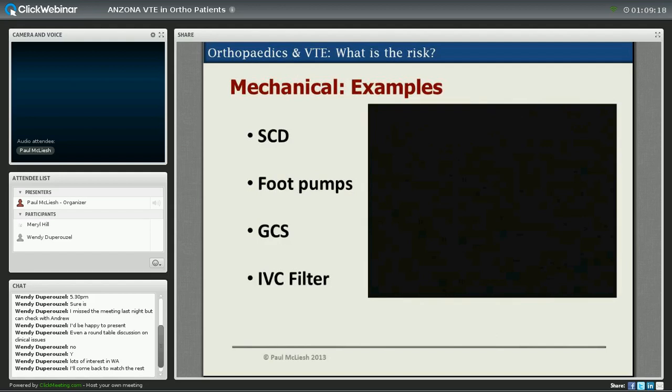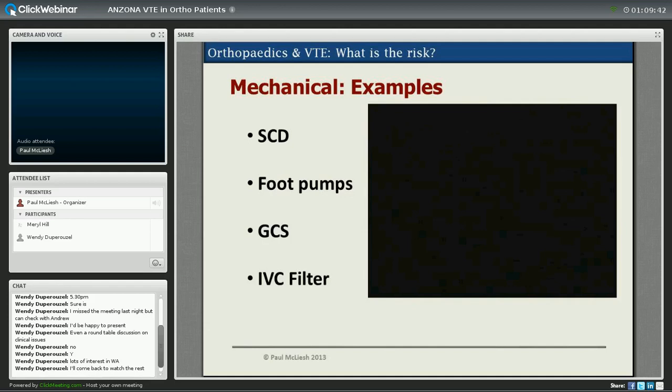So the benefit of the sequential compression devices is that they're effective. They're a bit cheaper than the foot pumps. The limit is that they can be restrictive. They can limit mobility for a patient that's mobilising, and you can't place it over some injury. So if they've got a femoral or a tibial fracture, you can't use them then.